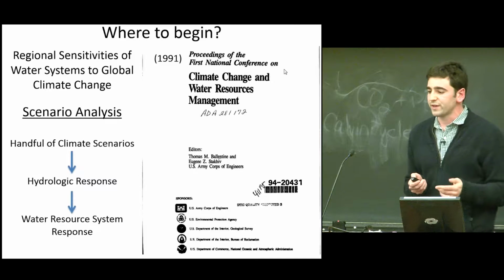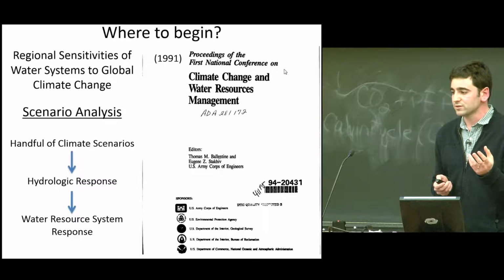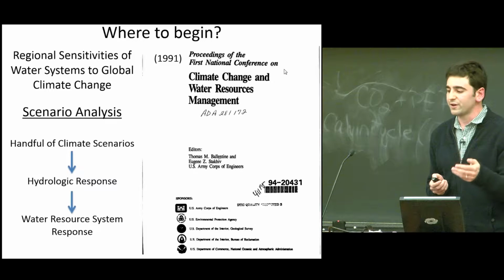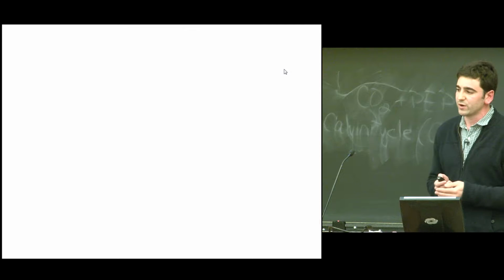A big part of that conference was understanding regional sensitivities of water systems to global climate change. And the general gist of things went through a scenario analysis approach where they took a handful of climate models and climate scenarios, and they tried to understand the hydrologic response on a regional scale, and then they tried to understand the water systems response. And so the process generally went like this.